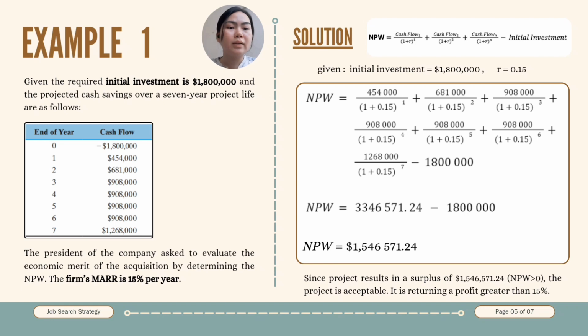So as a conclusion, the project resulted in a surplus of 1.5 million, which means the NPW is more than 0, so the project is acceptable since the project is returning a profit that is greater than 15%.